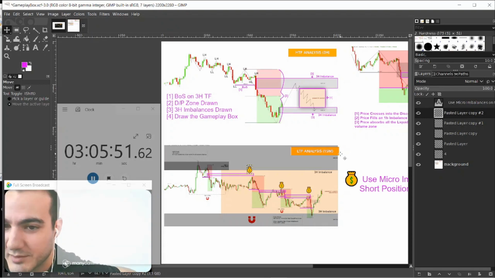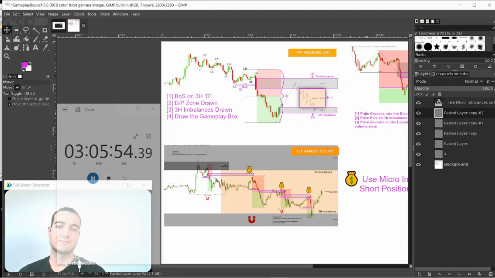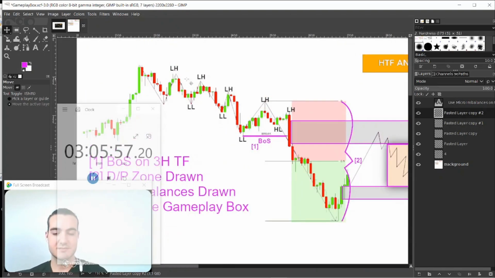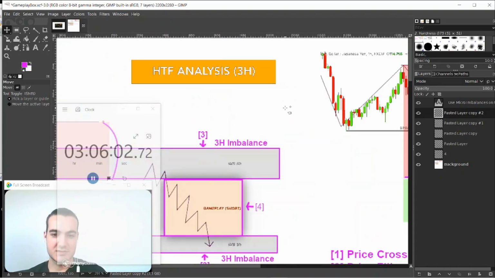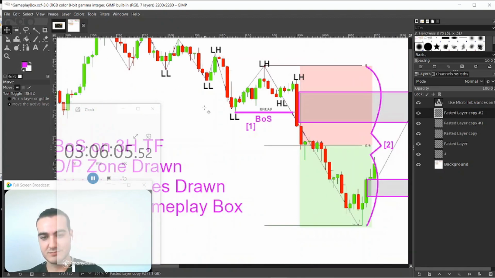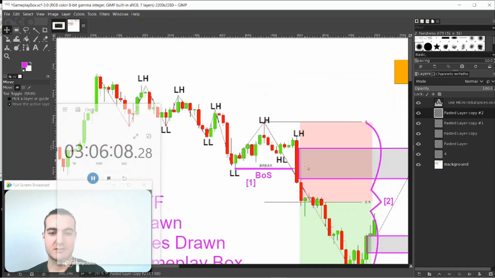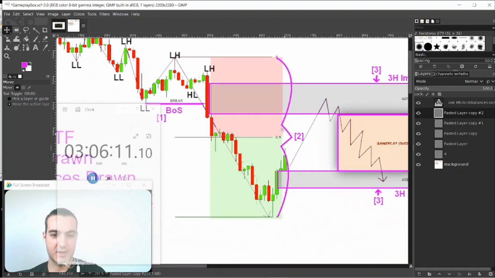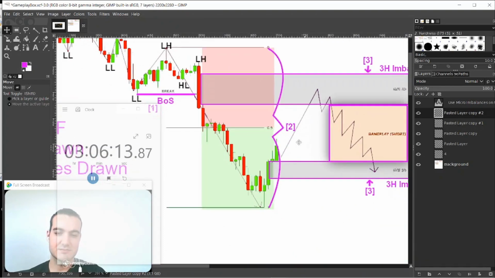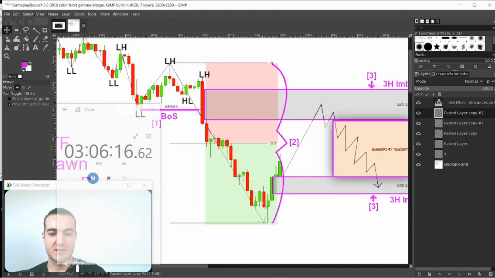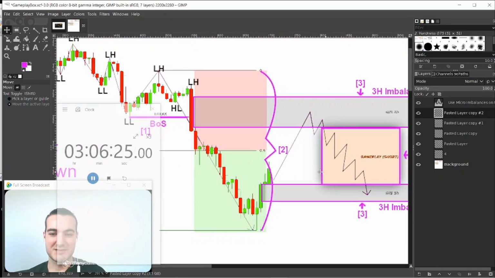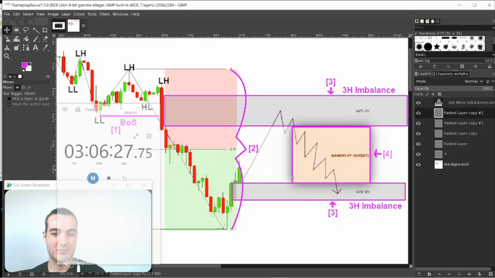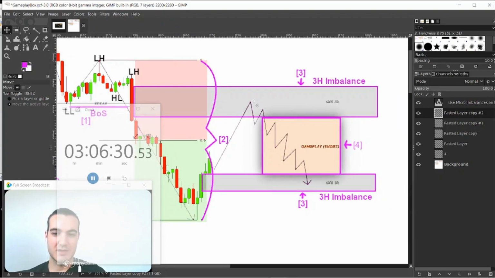Okay, that sums up pretty much everything that's going on here, as far as I can see it. So we start with the highest time frame of interest, which in this case would be 3 hours. We mark out our lower highs, lower lows, wait for the break. Break comes. Wait for the bottom of the break to come in. Then we draw our discount premium zone, draw the imbalances.